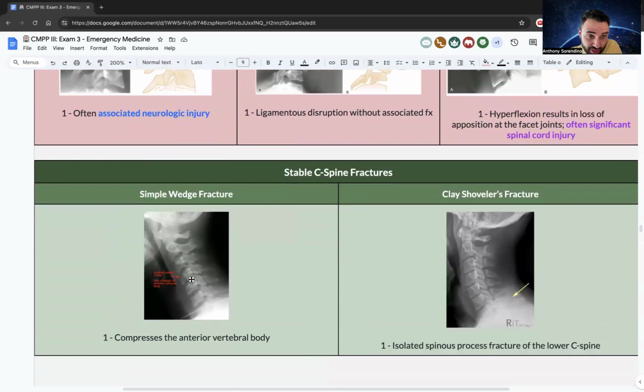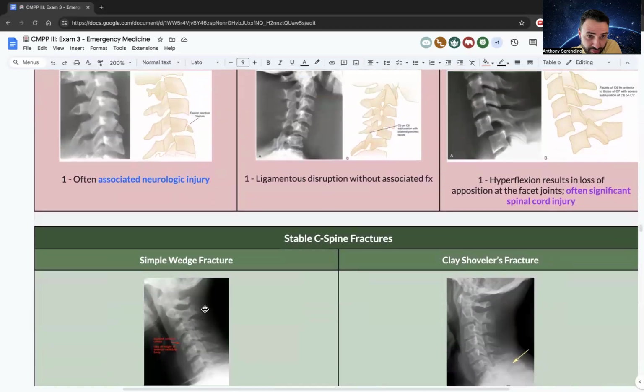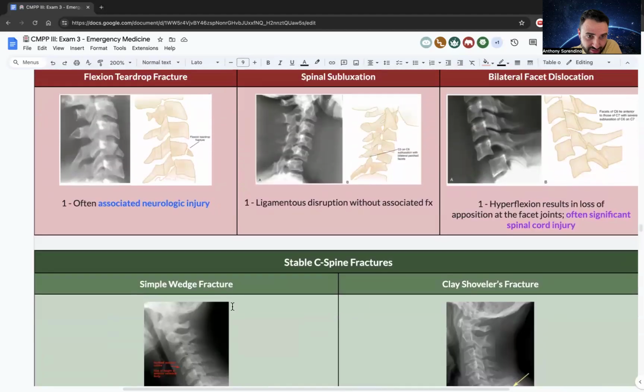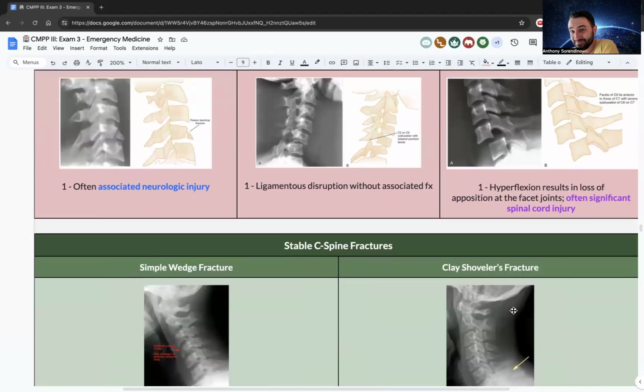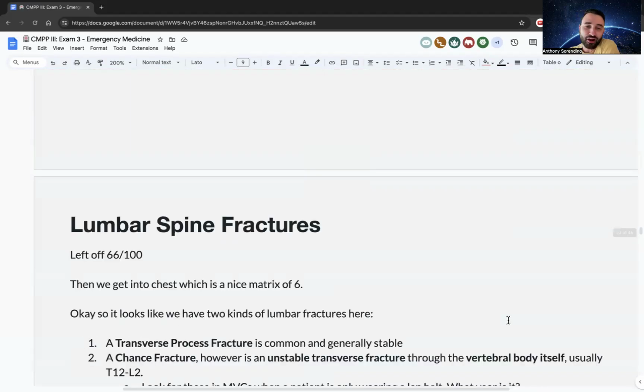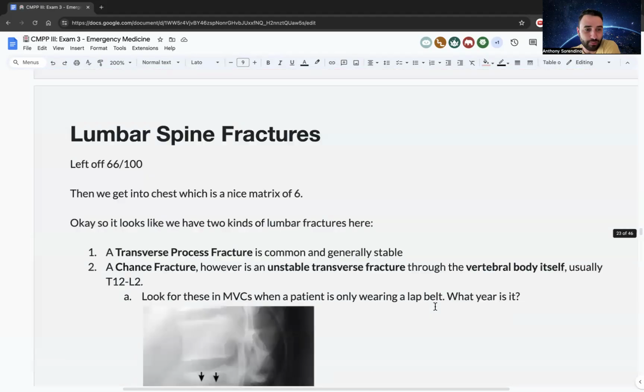So this almost looks like, actually it looks exactly like that, doesn't it? The teardrop, anterior cortex, whatever. Simple wedge is fine. Clay shoveler's, you're fine. Isolated fracture. I mean, they all look the same. That looks pretty bad. All right. Anyway, clay shoveler's is stable.